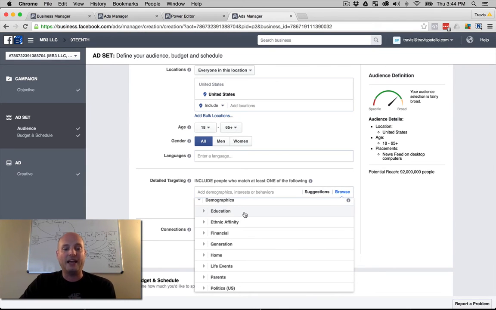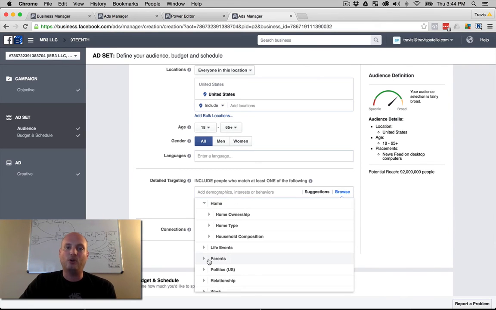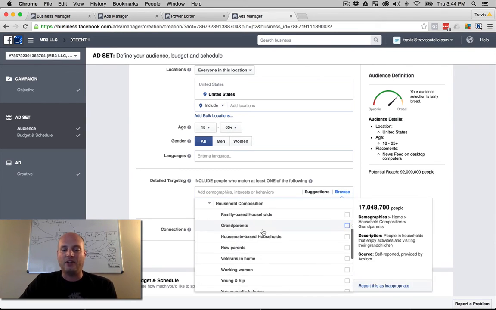We can go by education level, ethnic affinity, financial status, generation. So if you're targeting grandmothers or Generation X, baby boomers, whatnot, you can dial into that. What type of home layout do they have? Are they new parents? Are they veterans in the home?